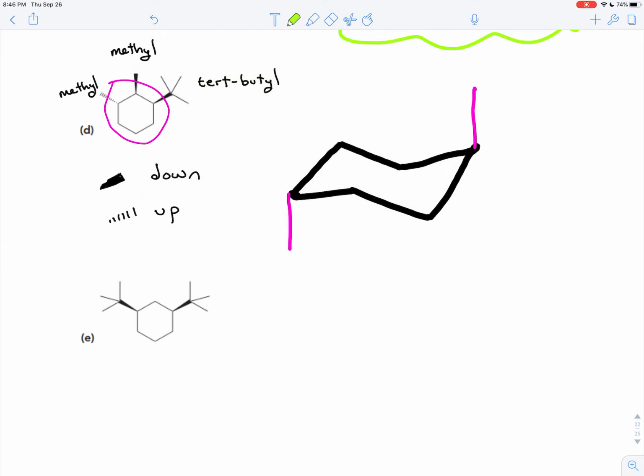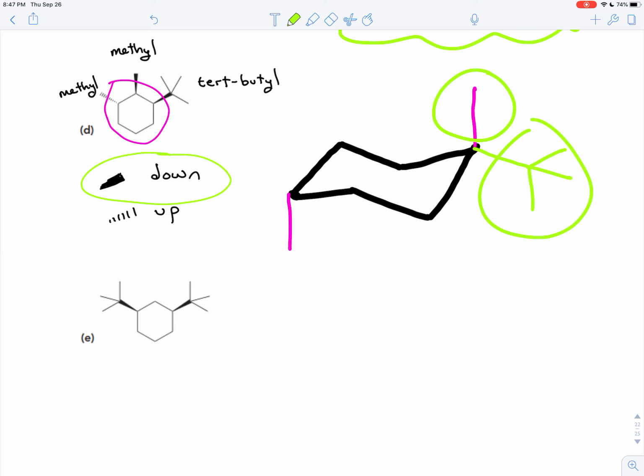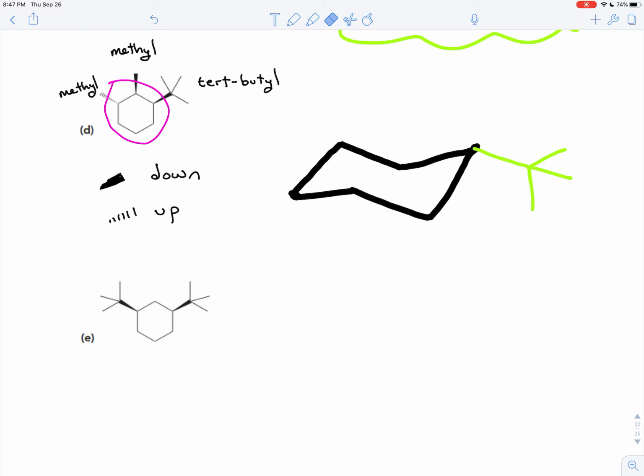Okay, so in this case, we want the solid wedges to go down. The tert-butyl is a solid wedge, so it's going to go down. And if we have it going down here, it will be equatorial. And we want it to be equatorial. It's equatorial there because every carbon has one branch going axial and one equatorial. We know the axial there is going up, so the equatorial has to be going down. Okay, I'm going to get rid of those guideposts. So we have that now.